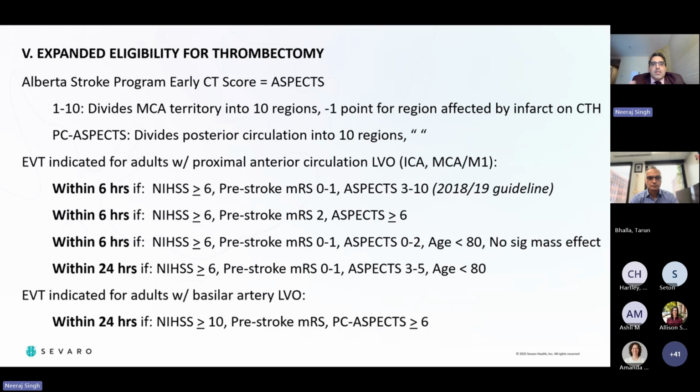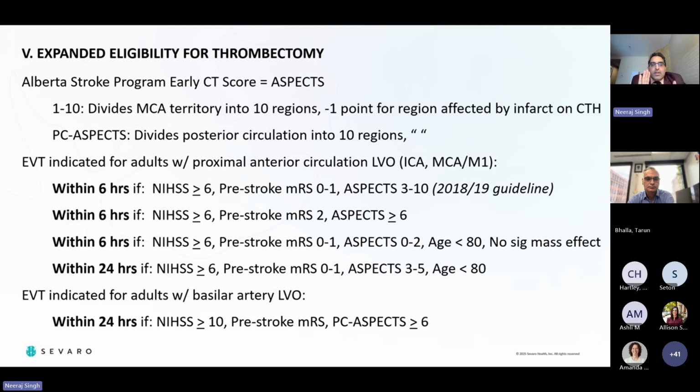I bring this up because under the previous 2018 to 2019 guidelines, endovascular thrombectomy was indicated if someone had a proximal anterior circulation occlusion, meaning internal carotid artery or first segment, M1 segment, of the middle cerebral artery, within 6 hours of last seen normal, if they have disabling deficits and their NIHSS score is at least 6, and their pre-stroke modified Rankin scale was 0 to 1, with 0 being no deficits, and also an ASPECTS score between 3 and 10. You had to meet all these criteria to be qualified.